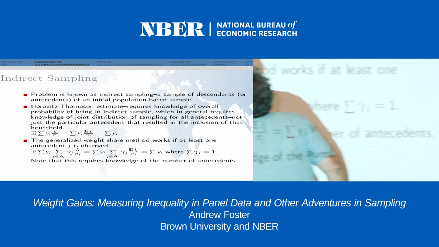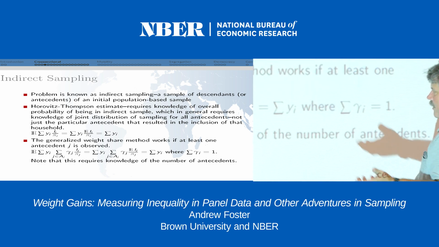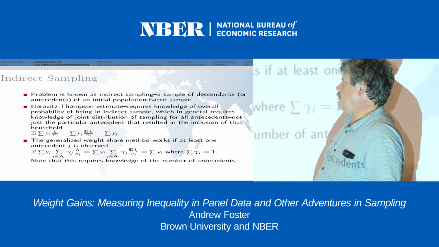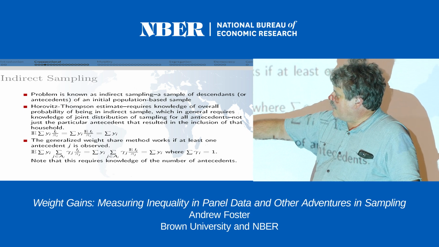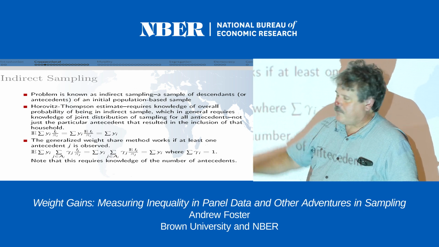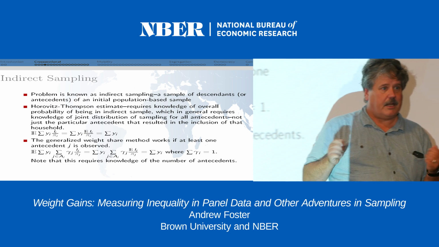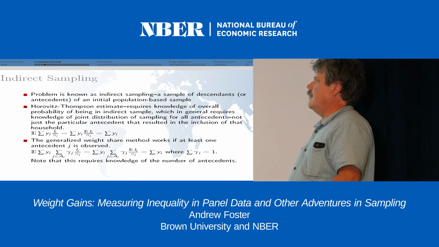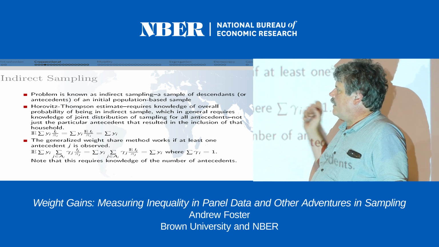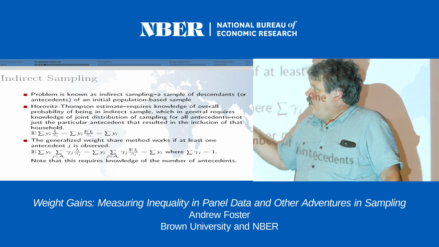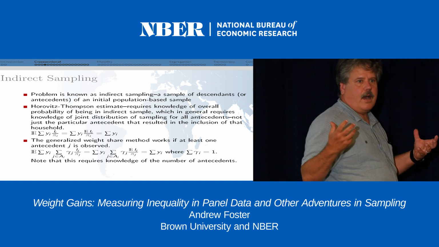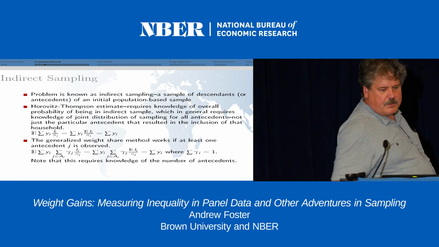you have a household i in a particular period. You have a set of antecedents of that household, and basically you can construct this thing, which is gamma j times Ij over pi j, which is the probability that any particular individual is in the sample. Okay. And as long as these gammas sum to 1, and this will be clear in just a moment, you can still construct an unbiased estimate of the sum of yi's. Okay. So let me just show you how this works.